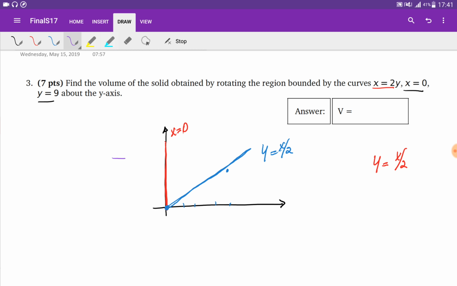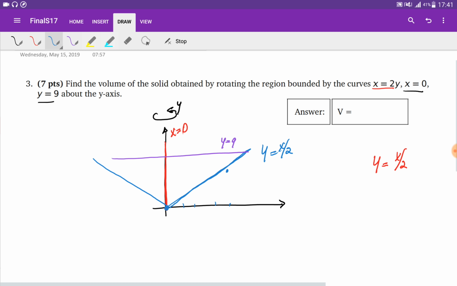Let me draw this here. This is a horizontal line where y is equal to 9, so all the points on this line have the y coordinate equal to 9. So we've got this region, and we need to rotate it around the y-axis. If you rotate this, we're going to roughly get this kind of object, and this side is going to be a circle. So we need to find its volume.